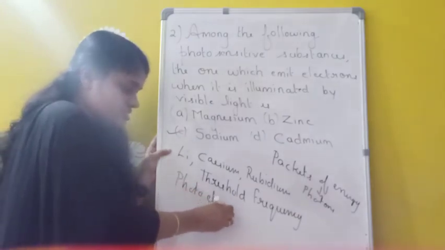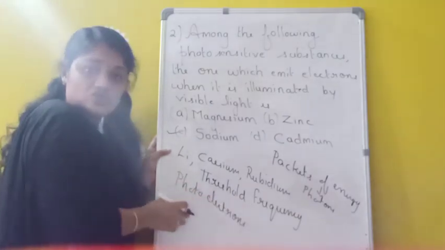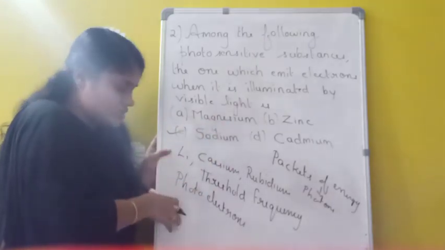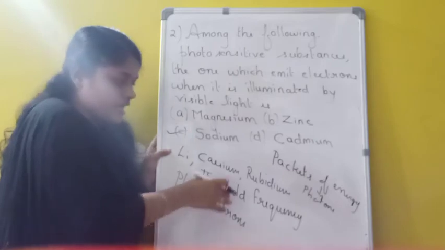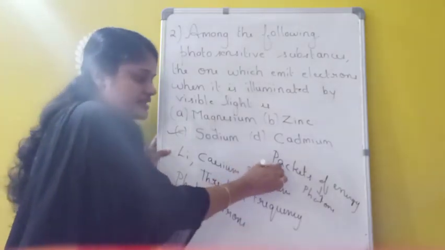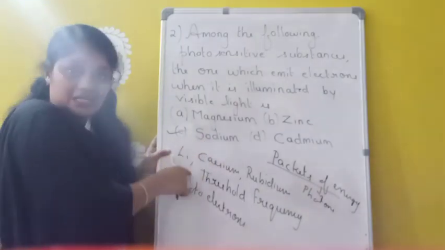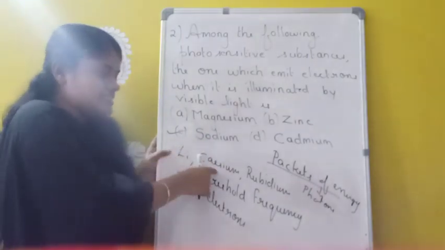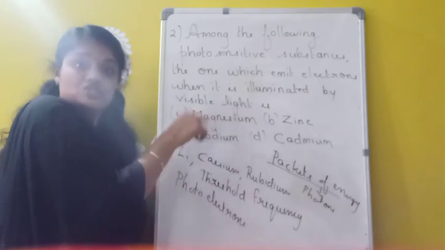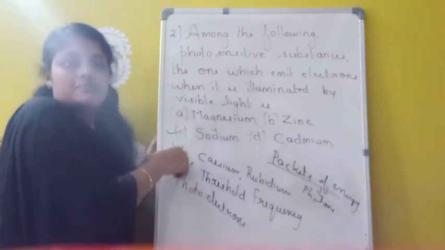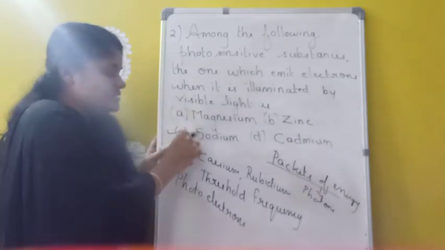The electrons emitted by the photosensitive materials when electromagnetic radiations fall on these materials are called which one? Photoelectrons. And here light is considered as which one? Packets of energy called photons. And here I told you sodium is an alkali metal, like lithium, cesium and rubidium. They are sensitive even to which one? Visible light. So even when visible light falls on these materials, they may be emitting electrons. Okay, so this answer is which one?